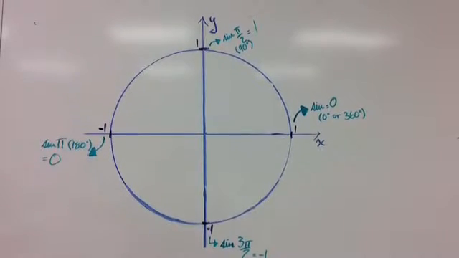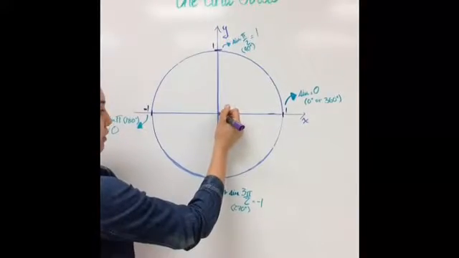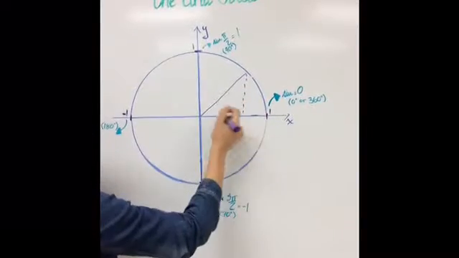Not that kind of sine. For this sine, you'll need the unit circle. In review, sine of theta is the ratio of the opposite side over the hypotenuse.